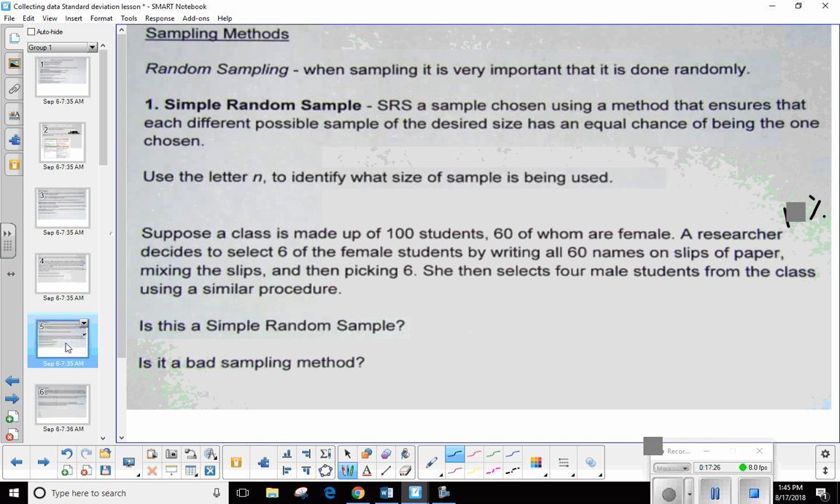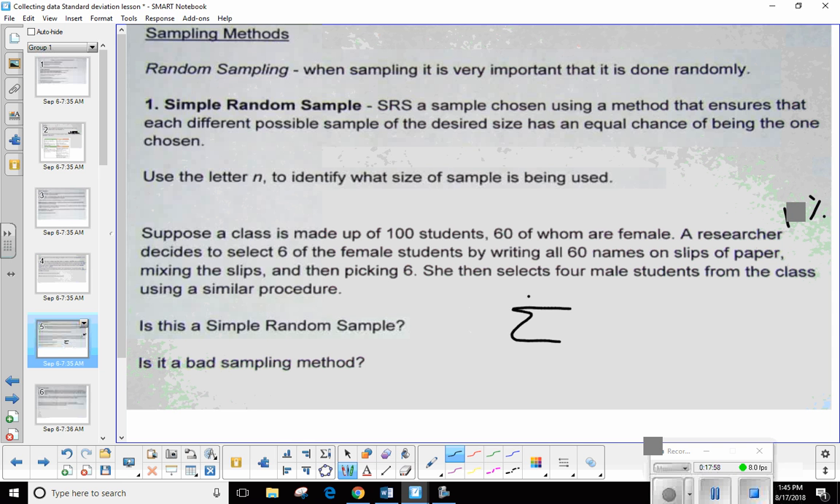Okay, so some sampling methods. Let's see, random sampling. When sampling, it is very important that it's done randomly. So this is what we call SRS, a simple random sample. SRS: a sample chosen using a method that ensures that each different possible sample of the desired size has an equal chance of being the one chosen. And typically we use the letter N to identify what size the sample is. Okay, and you've seen that in mathematics. Do you guys remember the summation sigma symbol?